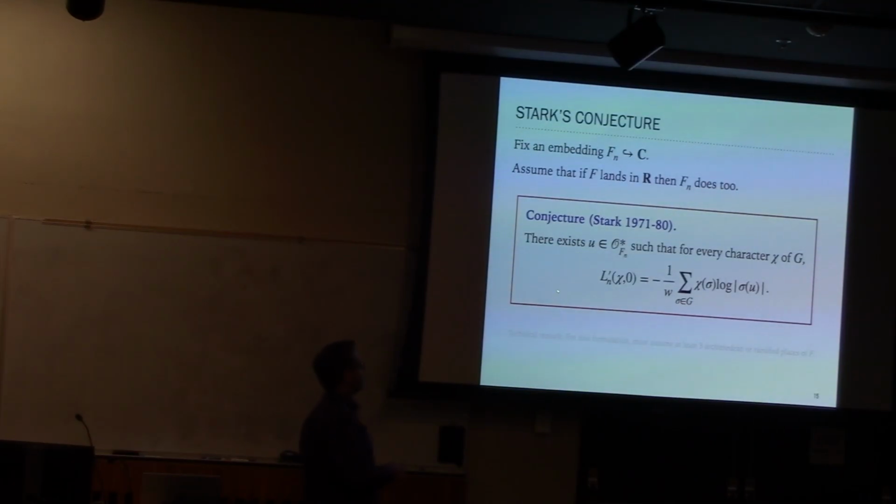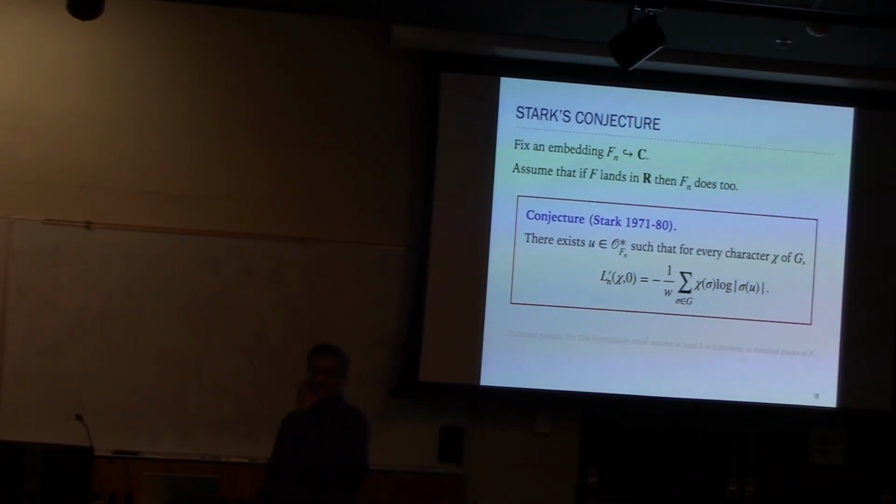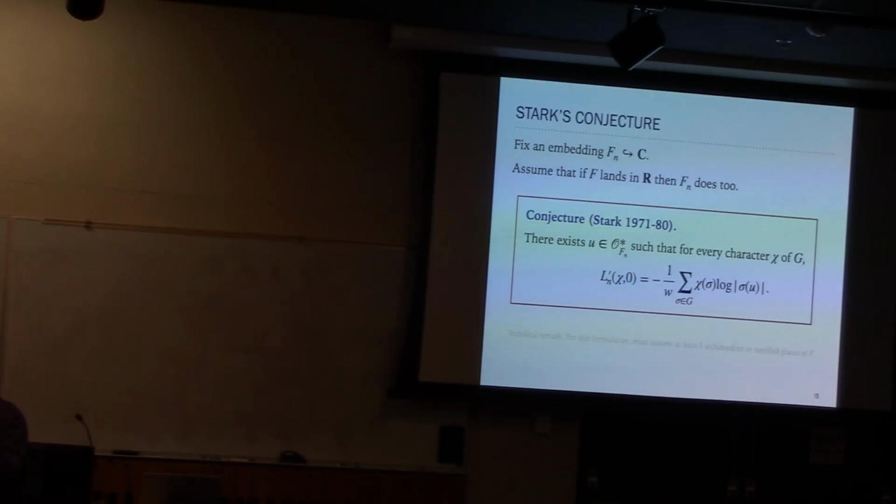But since we've introduced this character chi, he wants to take the sum over all elements of the Galois group of chi sigma weighted by the conjugate. Okay, and that's Stark's conjecture. He says there exists some unit in the extension field such that if I take the logarithm of all of its conjugates and take the absolute value and just take a twisted sum, weighted by a character, then I actually get the derivative of the L function of that character at 0.